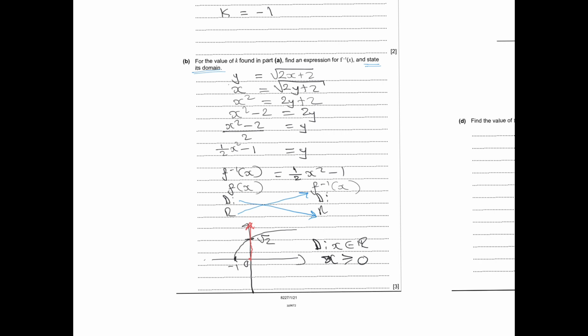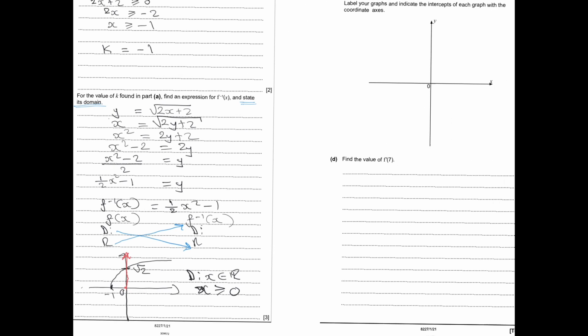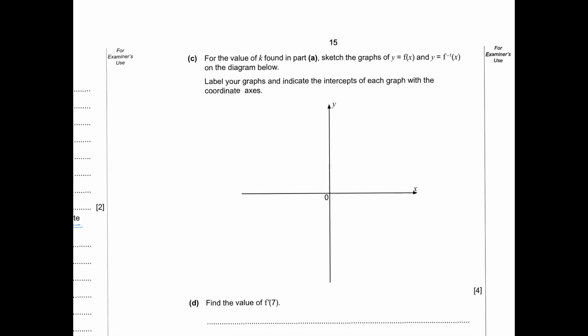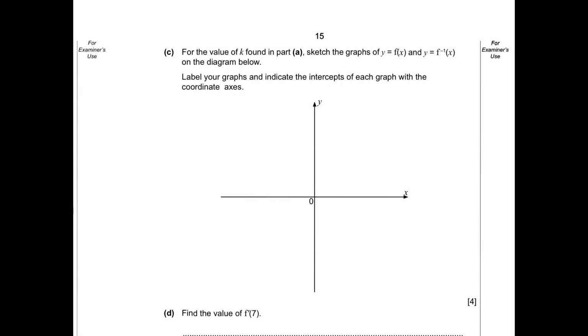Now moving on to part C of the question. What are we having here? We are saying for the value of k found in part A, sketch the graphs of y is equal to f of x and y is equal to the inverse on the diagram below. And what are they emphasizing? They are saying we should label the graphs and indicate the intercepts of each graph with the coordinate axes.